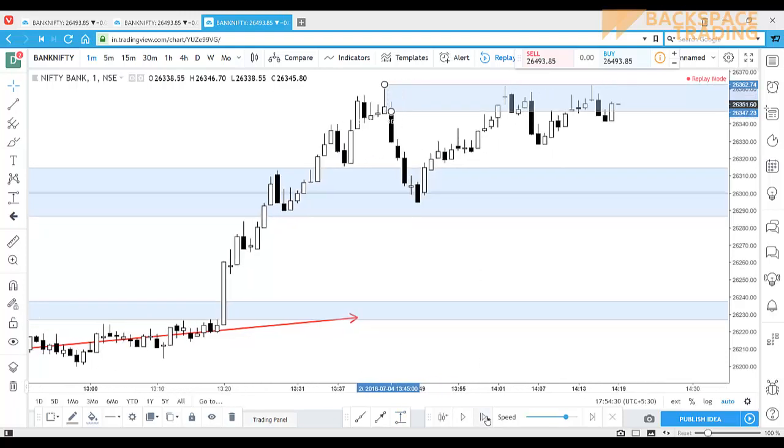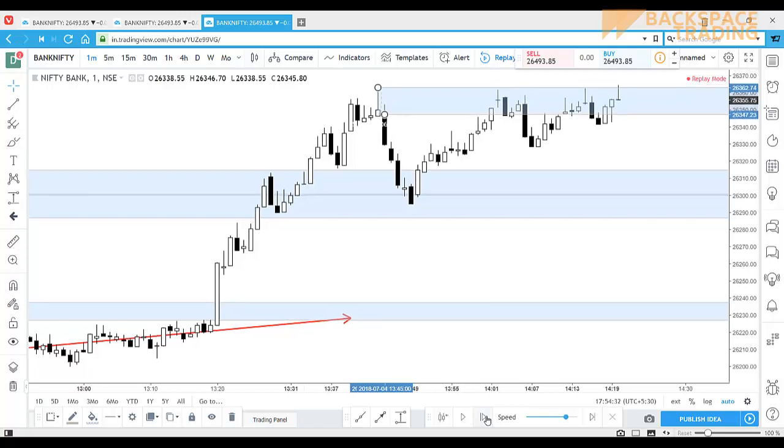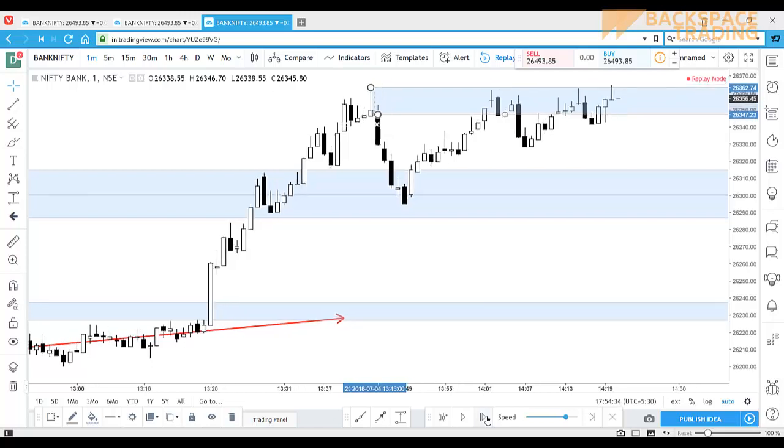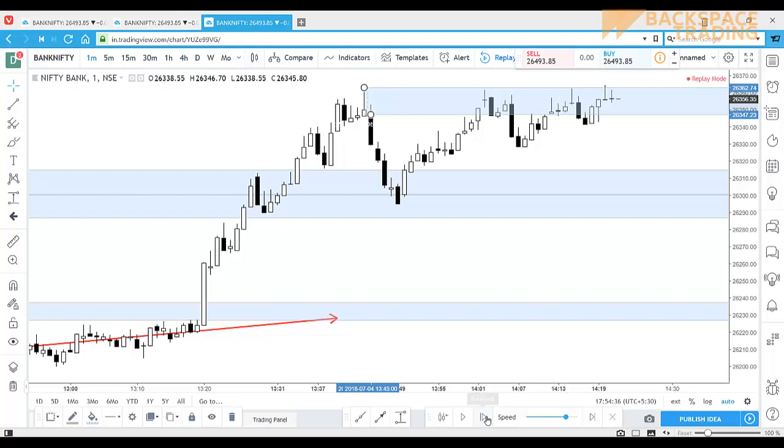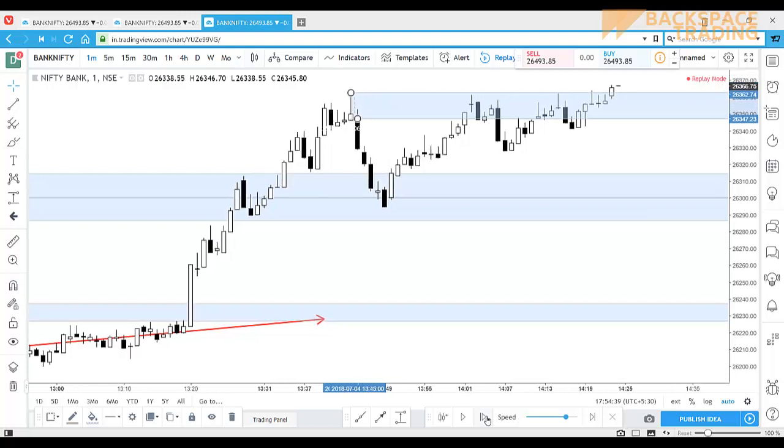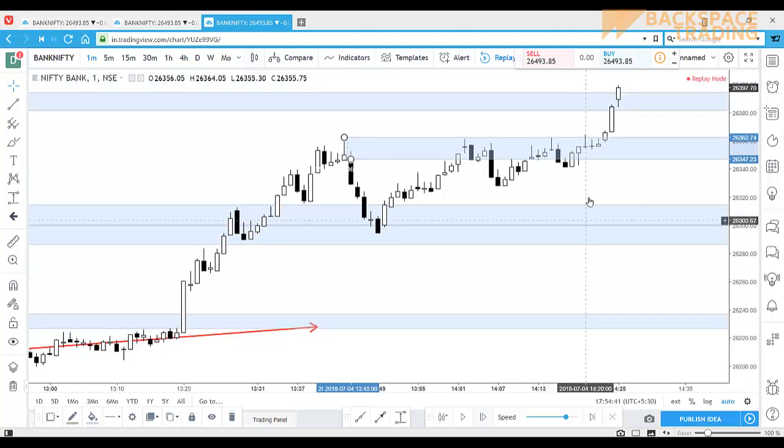Okay, that is a third test. Again, the fourth test. I guess it should break now. Yeah, it just got broken. See, these are shorters. Okay, that's why this big bull candle came in. Why?